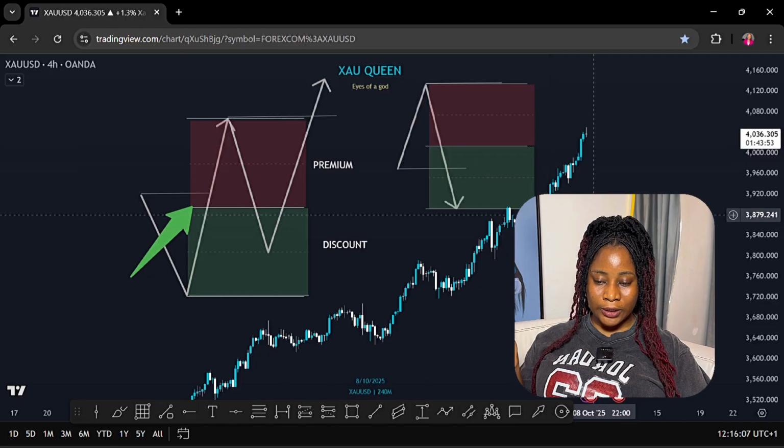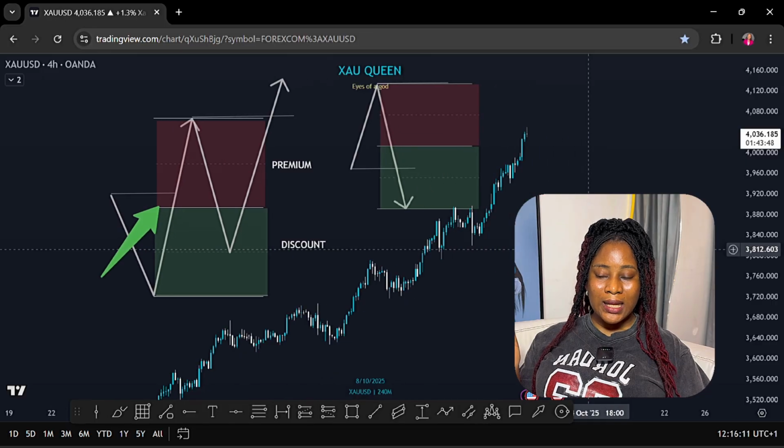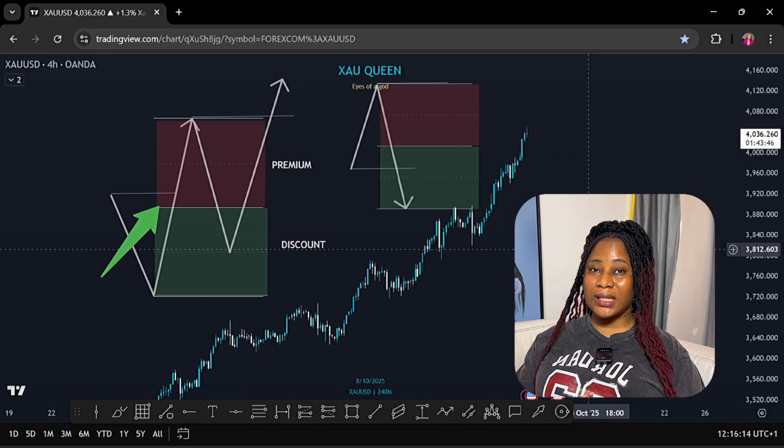So now let's check chart examples and how that works. Now for most people, the majority of traders, they say that premium and discount don't work on gold.